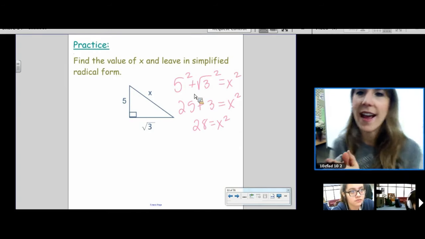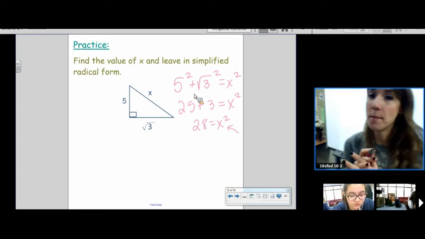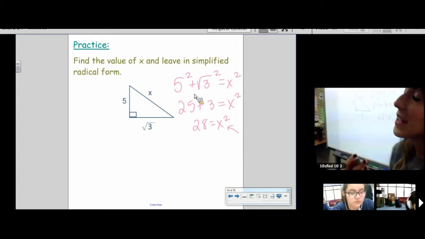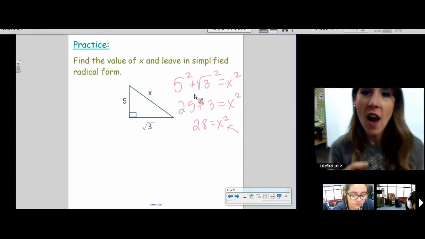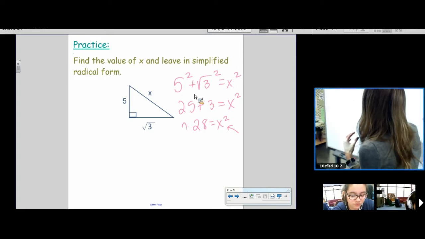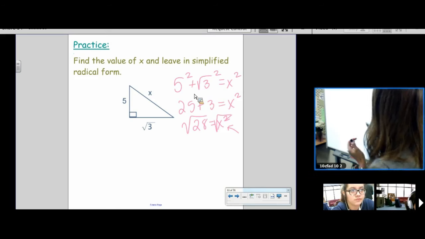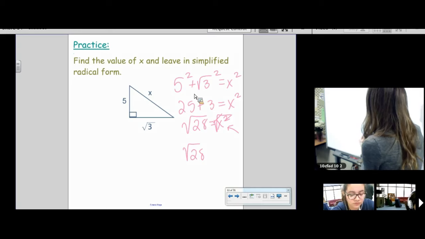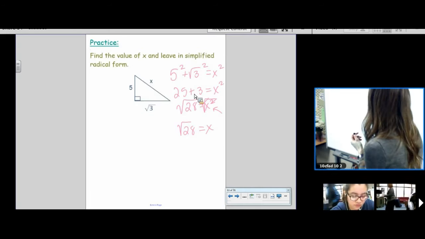So to solve for x, you need to get x all alone. Right now, x has not been solved for. It's not all alone. To get x all alone, you do the opposite of what's being done to it. Right now, x is being squared. The opposite of squaring something is square rooting. So the squared and the square root cancel. So x is the square root of 28. Now, of course, we know that that is not simplified. So we go in there and we simplify.